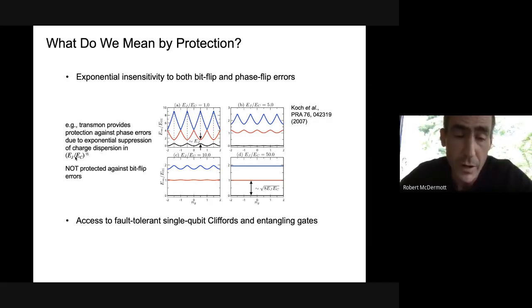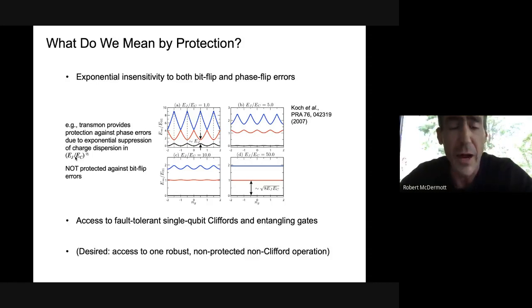Of course, for the qubit to be at all useful, you need to be able to do robust fault-tolerant logical operations. You need to have access to fault-tolerant single qubit Clifford gates and entangling gates. And so these are really the criteria for a fully protected qubit.